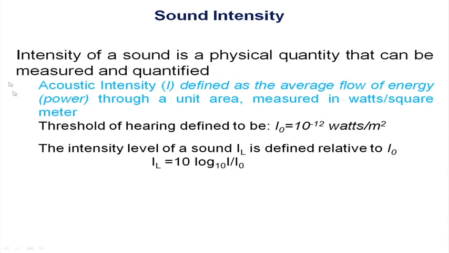So, the intensity of a sound is a physical quantity that can be measured and quantified. Acoustic intensity I define as the average flow of energy through a unit area. You can say the power per unit area is nothing but intensity. So, watt per square meter, I by I 0, where I 0 is 10 to the power minus 12.